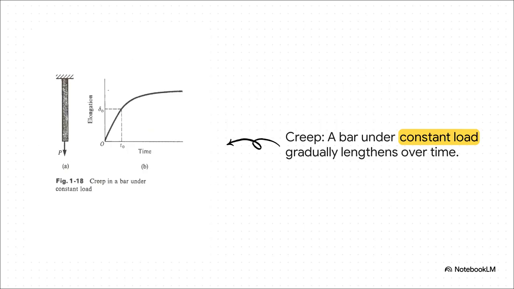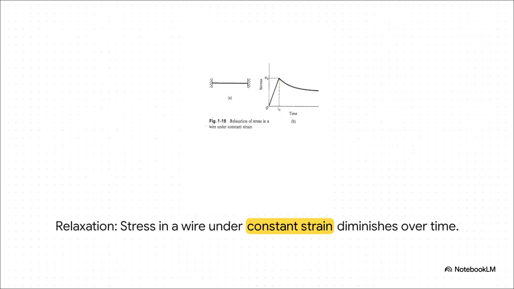The absolute perfect example of creep is an old bookshelf. You load it up with heavy books, and yeah, the shelf bends a little bit right away. But if you come back 5 years later, you'll notice it sagged even more. The load, the weight of the books, never changed, but time itself caused the shelf to slowly deform. That's creep.